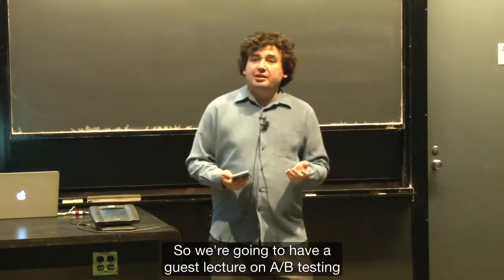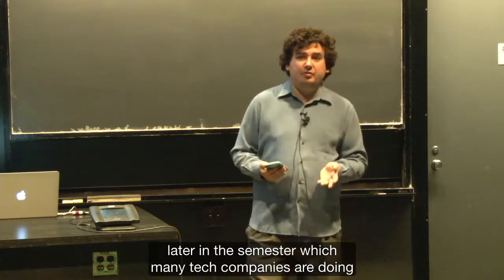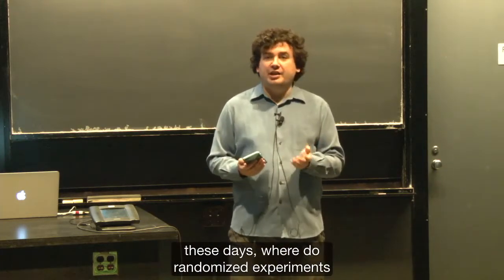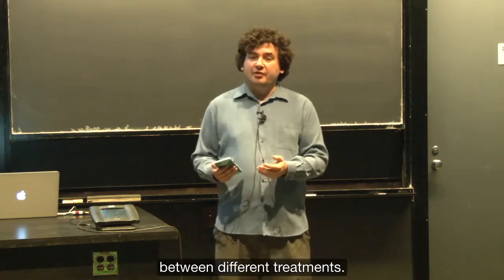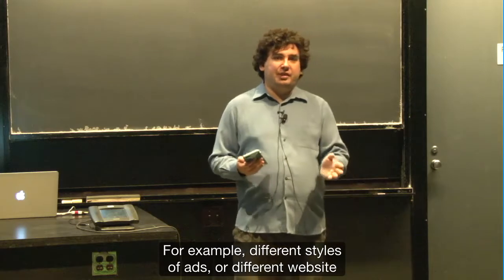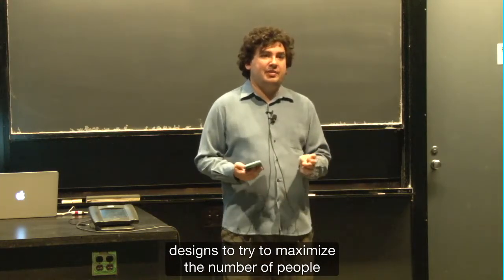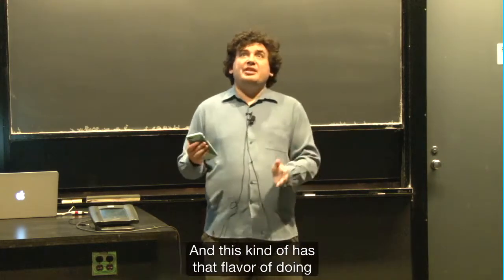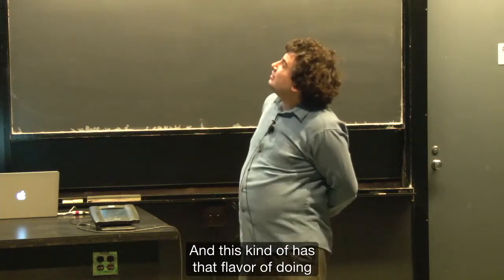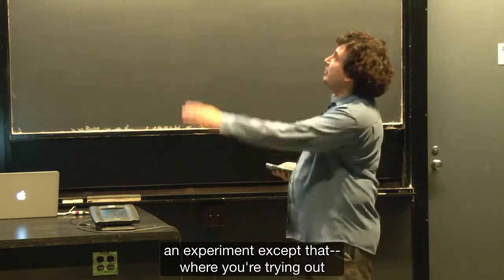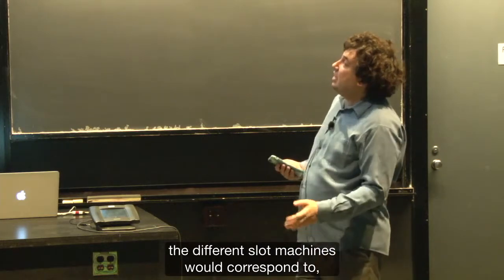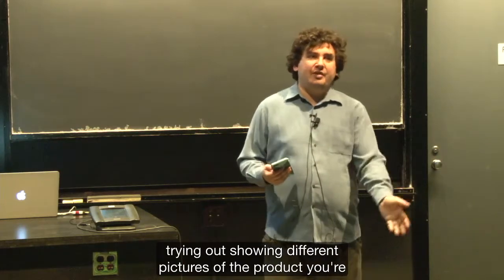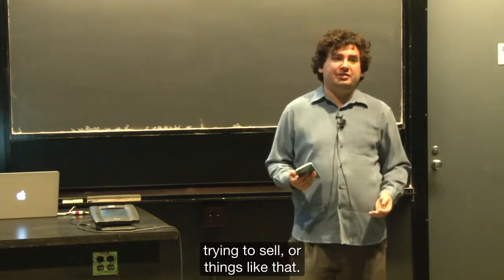We're going to have a guest lecture on A/B testing later in the semester, which many tech companies are doing these days, where you do randomized experiments between different treatments, for example different styles of ad or different website designs, to maximize the number of people who sign up or purchase your product. This has that flavor of doing an experiment. Trying out the different slot machines would correspond to a tech company trying out showing different pictures of the product they're trying to sell.